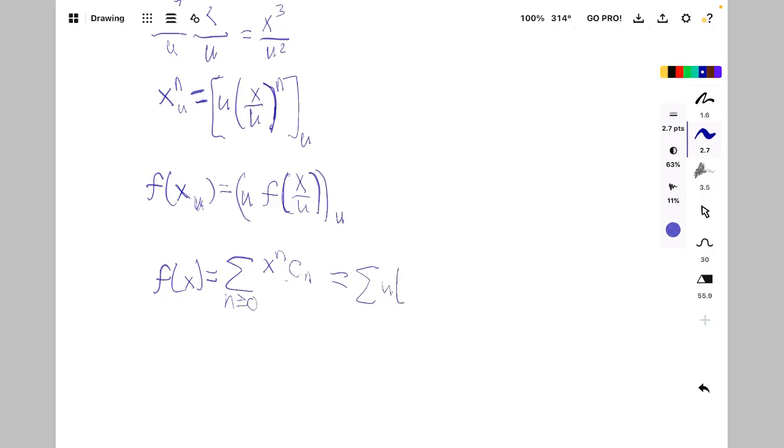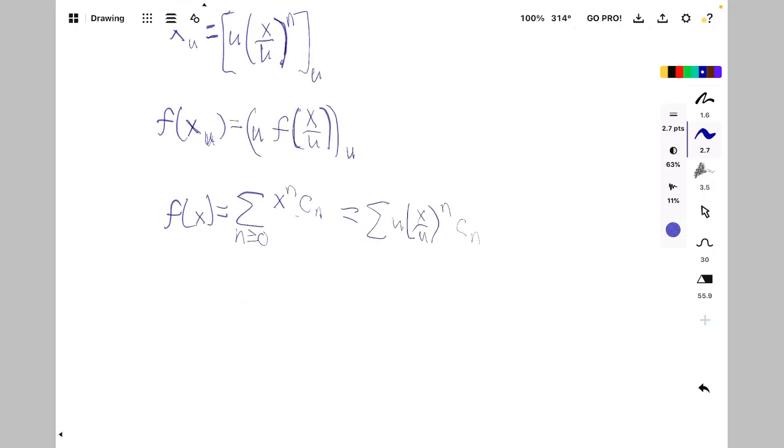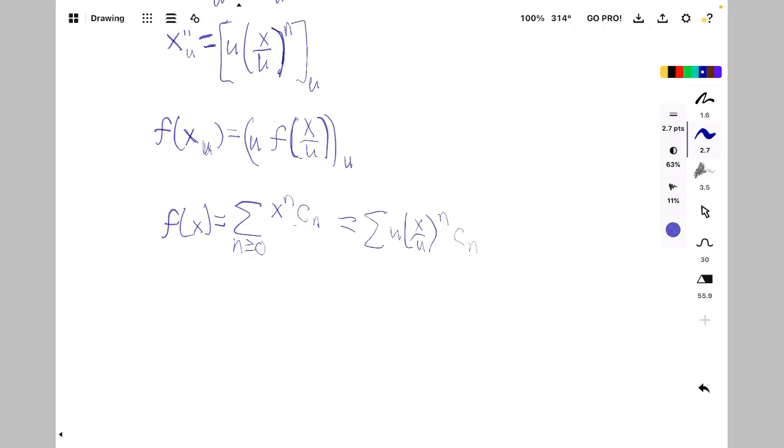So u times x over u to the n times c_n. And then you can move the u out, assuming this is a convergent sum that we're dealing with. And then you have x over u to the n, c_n. And then finally, you just shorten that back down. Not an f, that is a u. u times f of x over u. There we go. And of course, you can't forget to do this.